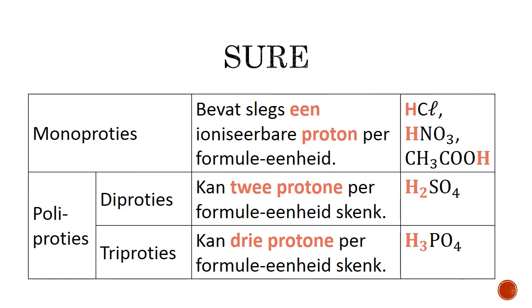Poliproties beteken 2 of meer. En dit word verder verdeel in diproties en triproties. Di verwys na 2 in wetenskap. So 'n diprotiese suur kan 2 protone skenk, en 'n triprotiese suur, tri verwys na 3, kan 3 protone skenk.